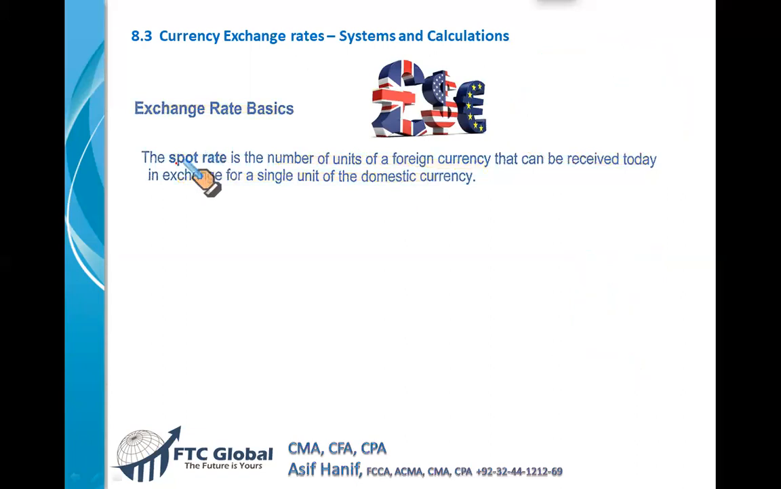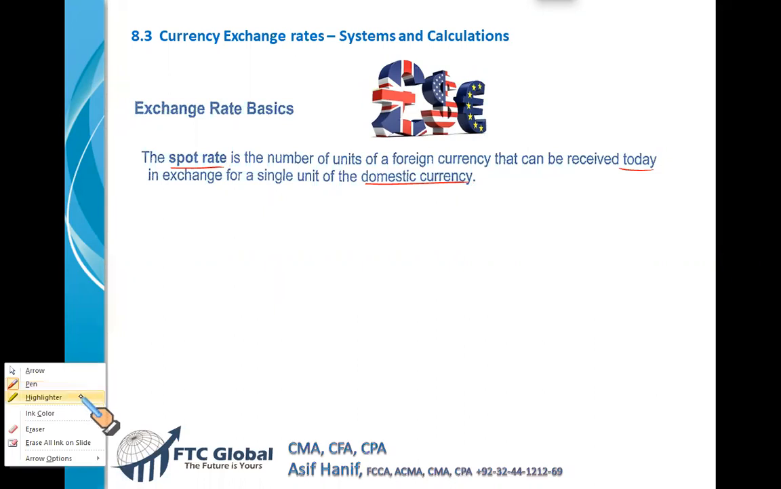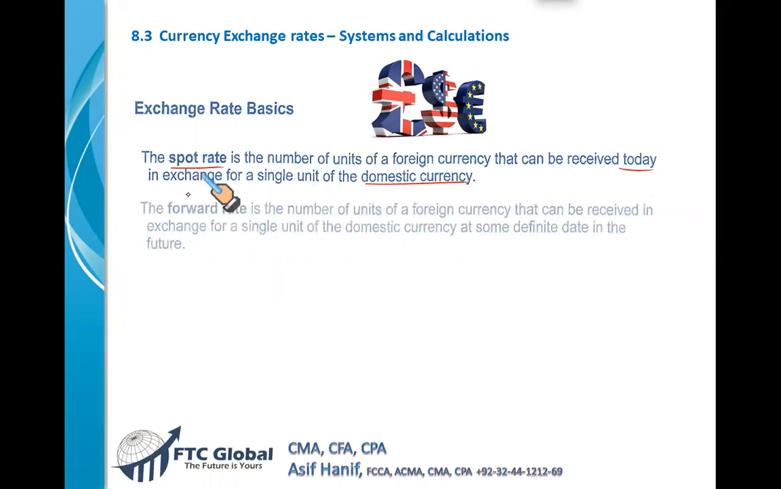So gentlemen, spot rate is the rate at which your domestic currency can be traded for a foreign currency right now, today. But there's another rate called the forward rate. We'll discuss it through computation. Forward rate is the number of rupees that you can get in the future at a specific date.